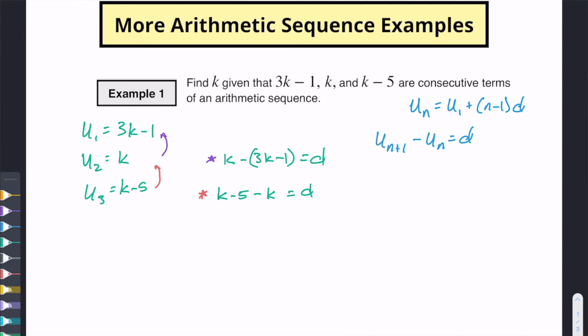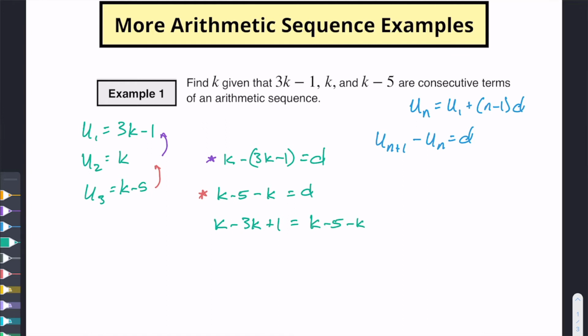Now we know from algebra that if we've got two things that are equal to the same thing, then these two things have to be equal to each other. I don't need to get into it. If you're not familiar with this idea, then you're going to want to go back and check out our video on substitution and elimination. So this thing equals d, this thing equals d, therefore these two things equal each other. Okay, so great. Now if I distribute this negative in here, that's going to mean k minus 3k plus 1 is equal to all of this, k minus 5 minus k.